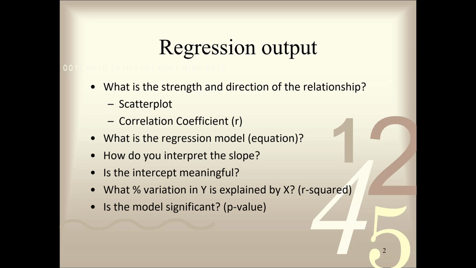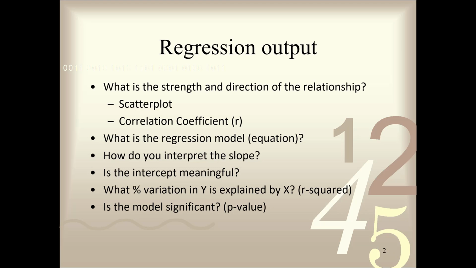What's the strength and direction of the relationship between the independent variable and dependent variable? So at this point, we'll just talk about two variables. We'll look at that visually with a scatter plot, and then look at the correlation coefficient, which is basically a numerical way of showing the strength and direction of the relationship. We'll look at the regression model. How can we make a prediction about, say, salary given a certain age?